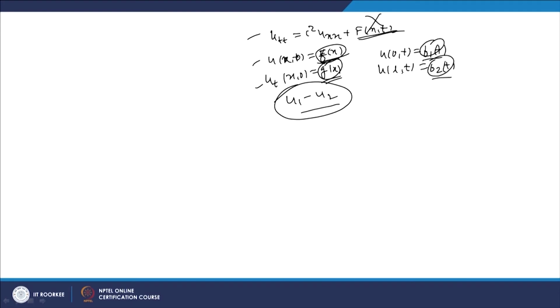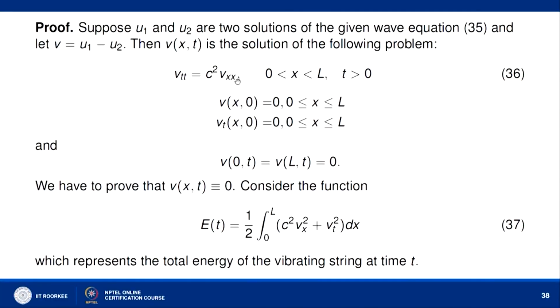So the difference u1 minus u2 will satisfy the homogeneous problem, v tt equal to c square v xx, with homogeneous initial and boundary conditions. Now we want to show that v of x, t is identically equal to 0. To prove that, we consider the function E of t equal to 1 by 2 integral 0 to l of c square v x square plus v t square dx. We show that v is 0 by showing that its partial derivatives are 0, and for that we show that this function E of t comes out to be 0.